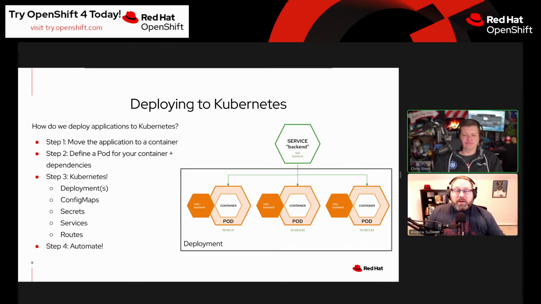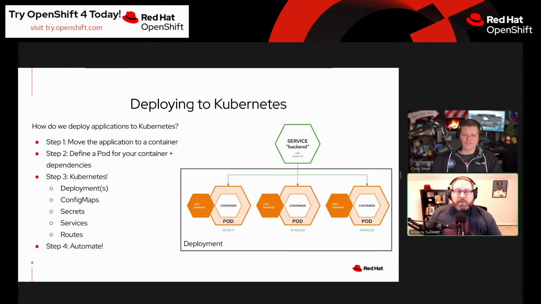And then the Kubernetes part of that is just translating that into Kubernetes objects. I deploy my container using a deployment, so that way I can scale it up and down. I pass configuration into the application using a config map or a secret. I expose it using services and routes, so on and so forth.